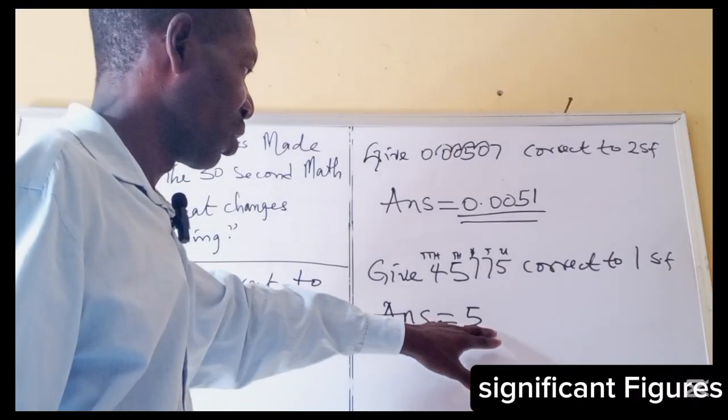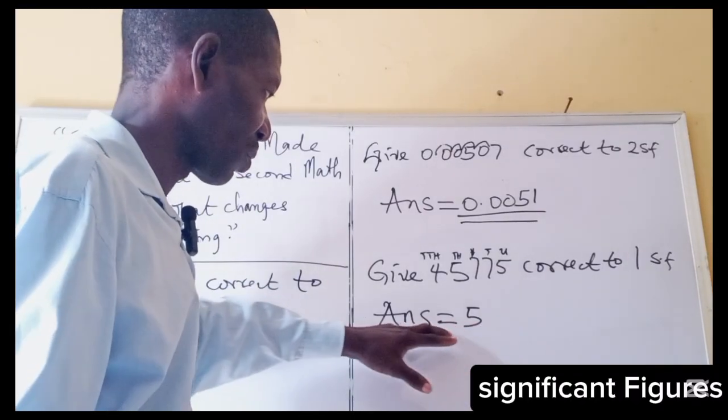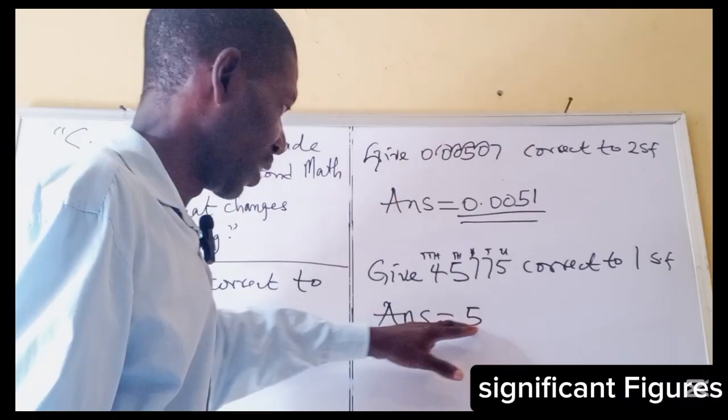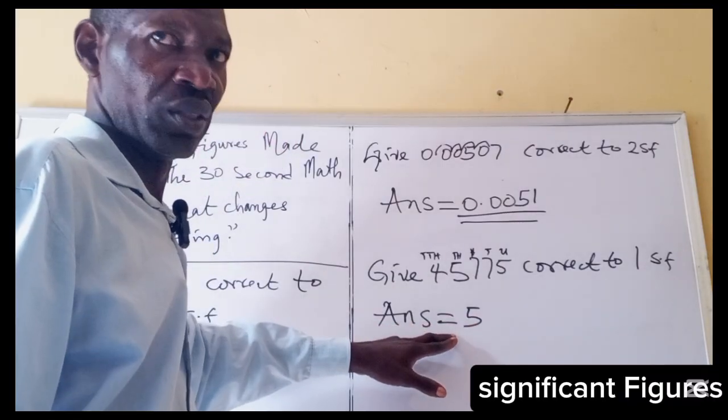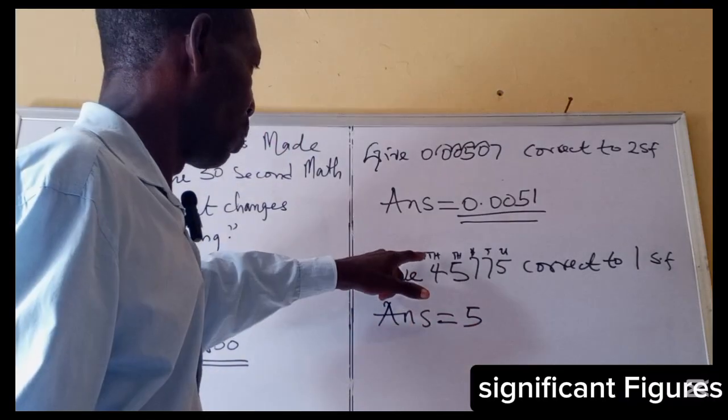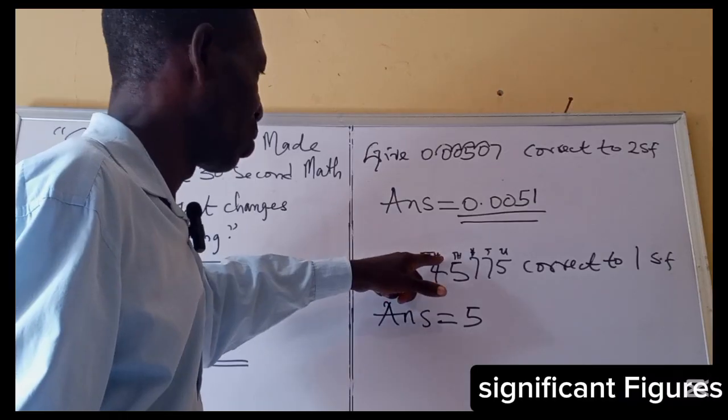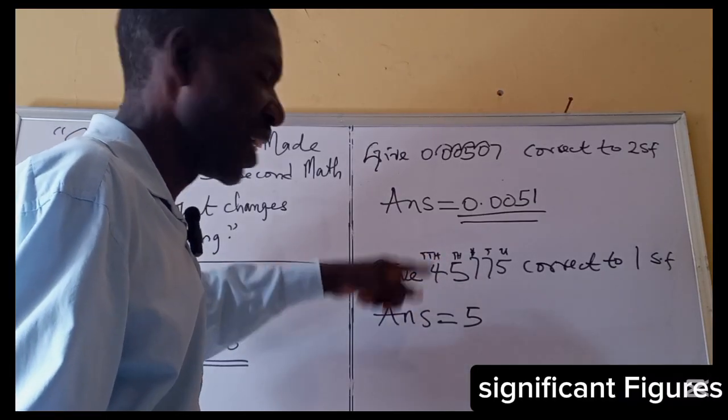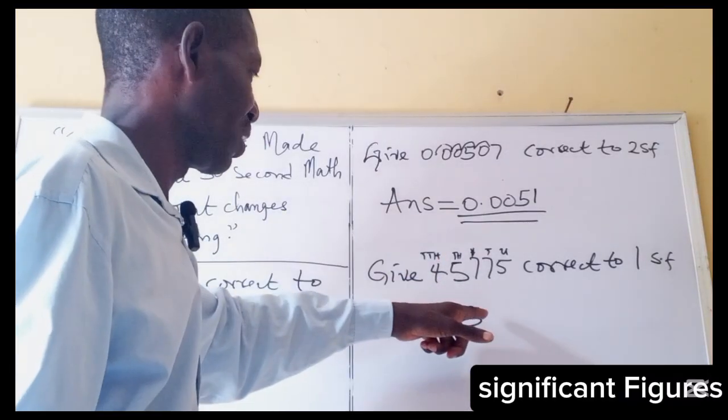But we cannot just write 5 like this. Why? Because if you look at the position here, it's 10,000. So we are going to add 0.